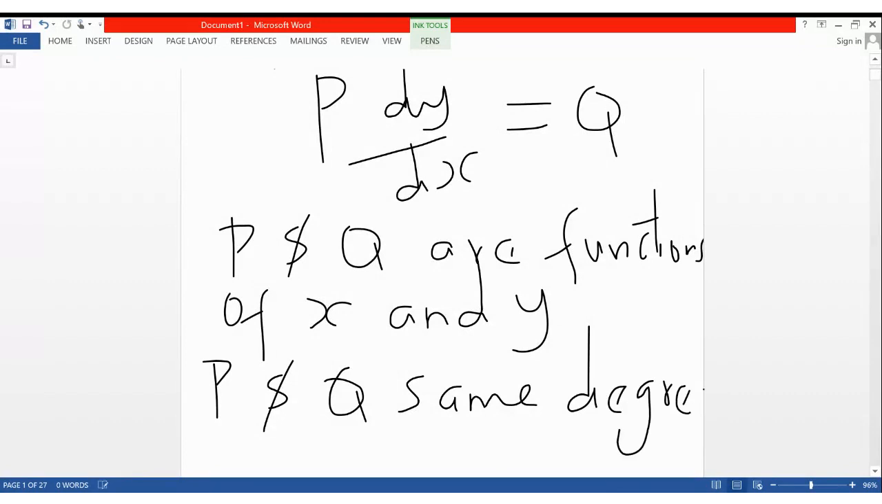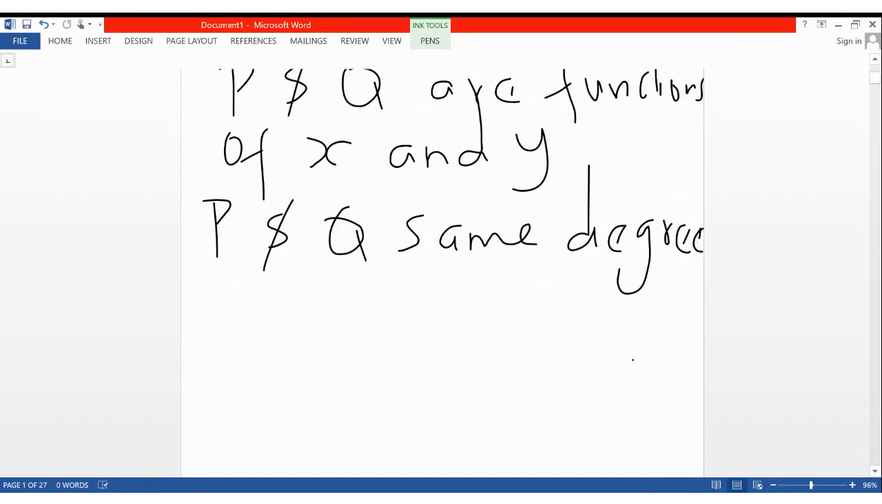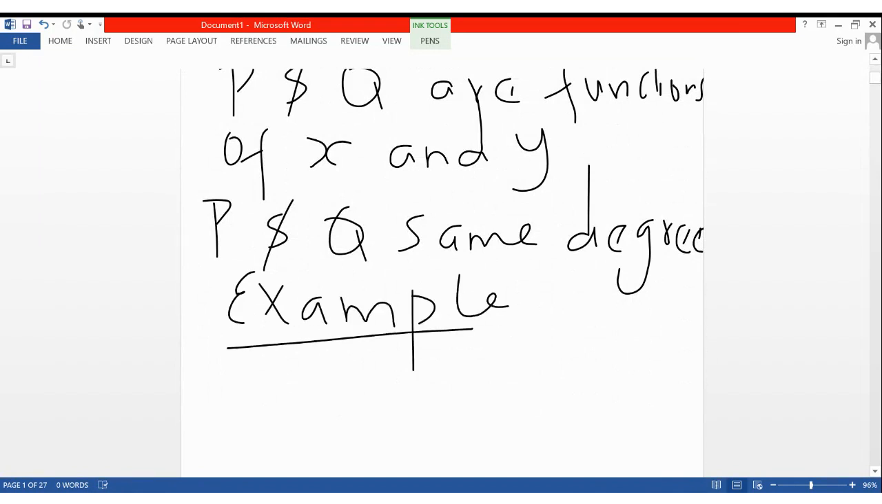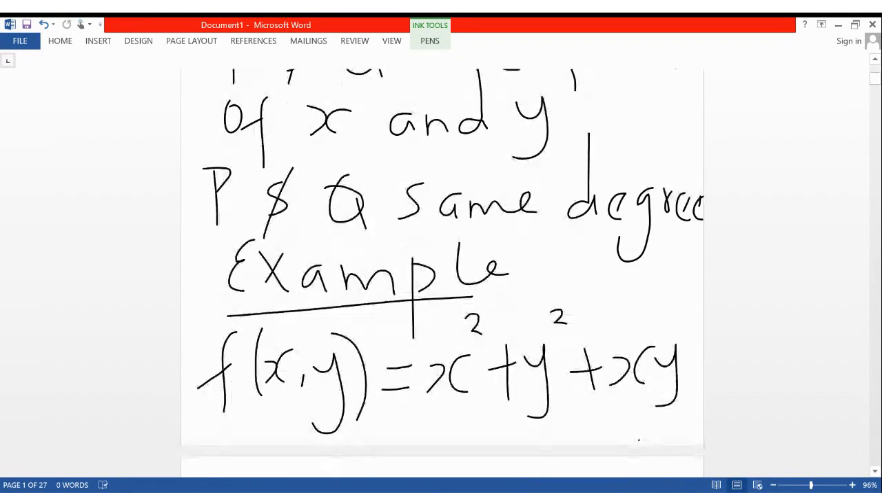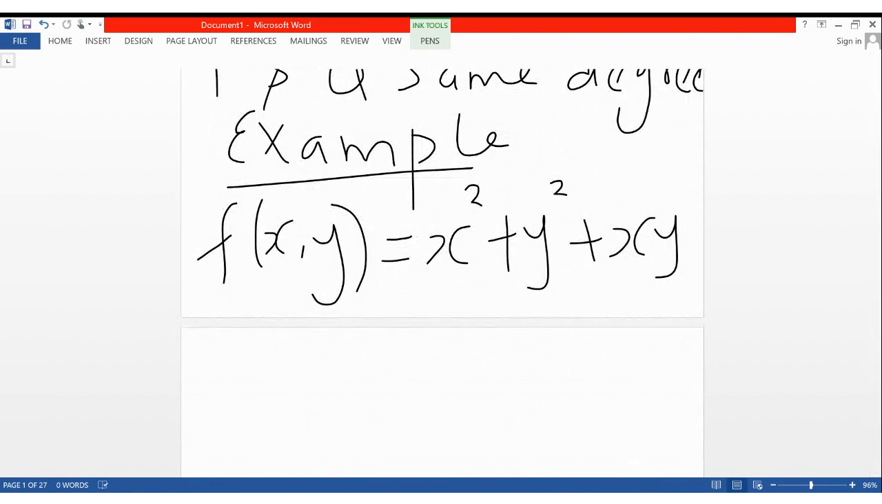Remember very well, for the degree it was the power, and I can give you an example of an equation that is homogeneous. Just an example to demonstrate, if we have f of xy equals x squared plus y squared plus xy, that one is a homogeneous equation. Why? This is the reason.